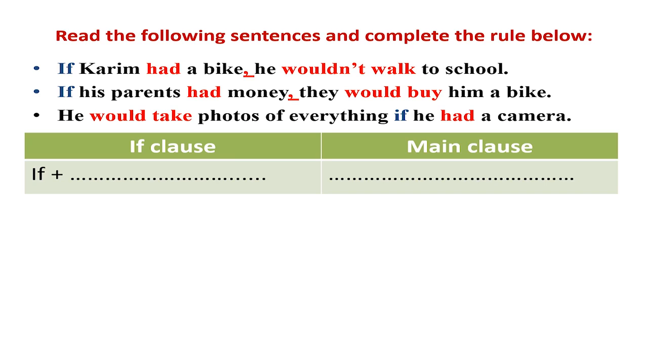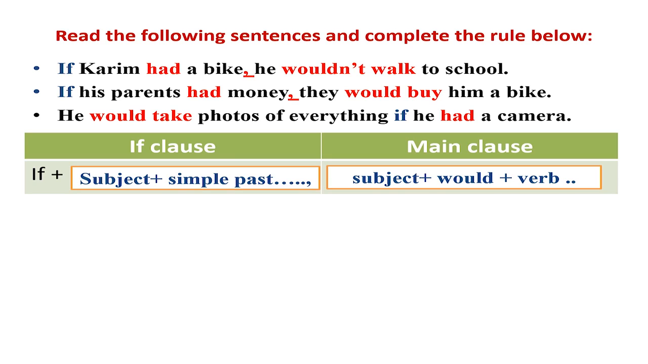Okay, so in the if clause we have if plus, which tense of the verb do we use? If Karim had a bike, so had, which tense is this? Yes, it's simple past. Very good. It's simple past of the verb. And so we have if plus subject plus simple past. And then in the main clause we say he wouldn't walk to school. So we have subject he plus would plus verb. Okay, so in the first sentence we have negative, he wouldn't, so you can see would or wouldn't if it is negative.